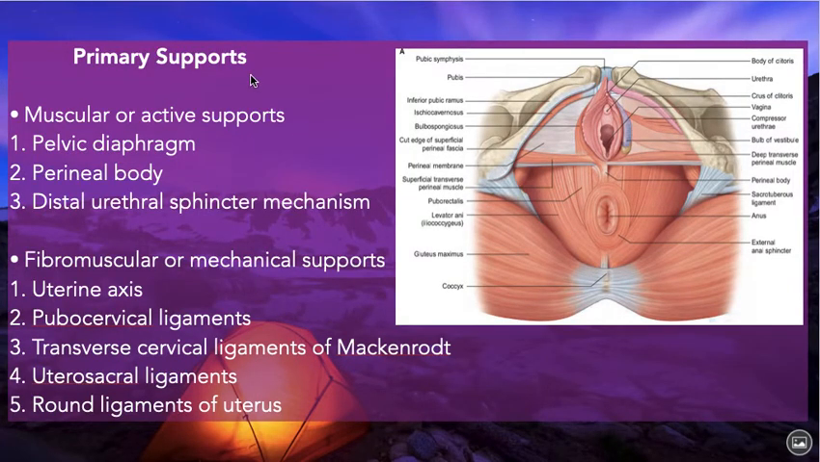Coming to the primary supports, we have the muscular or the active supports, which are the pelvic diaphragm, the perineal body, and the distal urethral sphincter mechanism. Then we have the fibromuscular or mechanical supports, that is the way the uterus has been placed, that is the uterine axis, pubocervical ligaments, transverse cervical ligaments of Mackenrodt, the uterosacral ligaments, and the round ligament of the uterus.